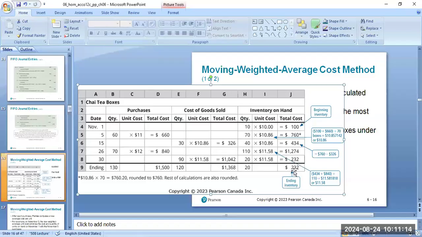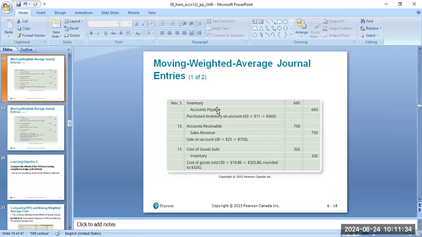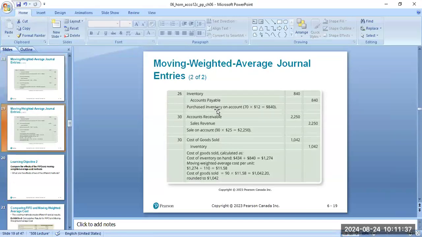And the ending balance is $232. Now, after each purchase, we're going to have the new average cost per unit. That's how we're moving first from 1086 after the first purchase. We do the journal entries, and the second purchase, we're doing the adjustment for the cost of goods sold with the moving weighted average cost.